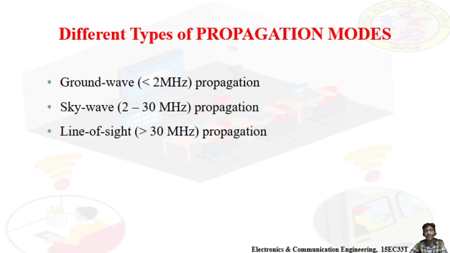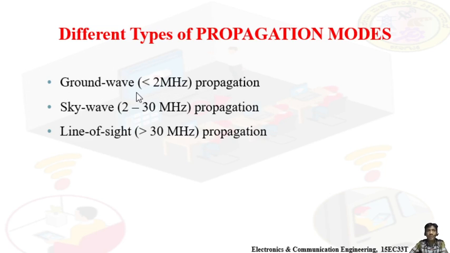Next, I will try to cover what is propagation and what are the different types of wave propagation. Propagation is nothing but sending the electromagnetic spectrum signal from the transmitting antenna to the receiving antenna. There are different types of wave propagation: ground wave propagation, sky wave propagation, and line of sight wave propagation.